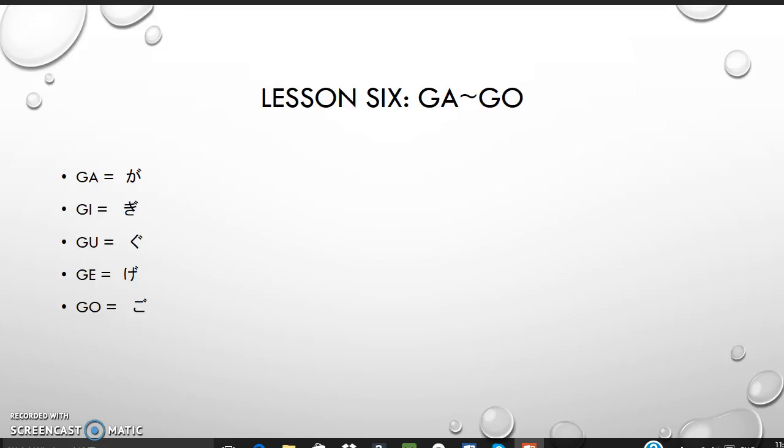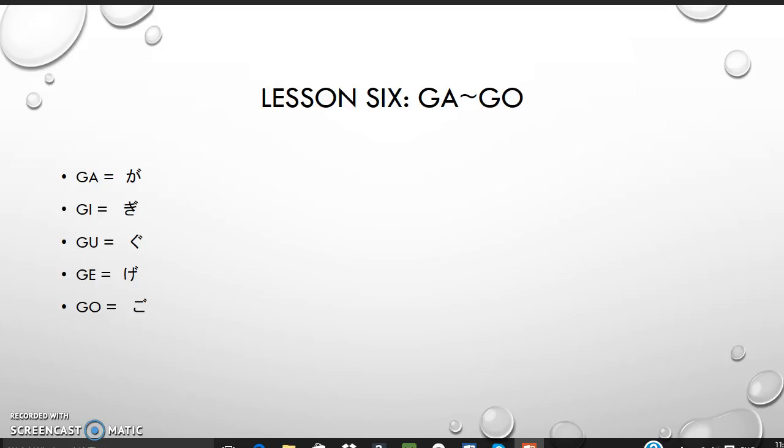So we have ga. Ga is the first character here. You might be familiar with it. It is the subject particle. It marks the subject in a particular sentence. So we could say something like, はい、星が好きです. Right, I like stars. Not sure if you do, but that would be a pretty good sentence.